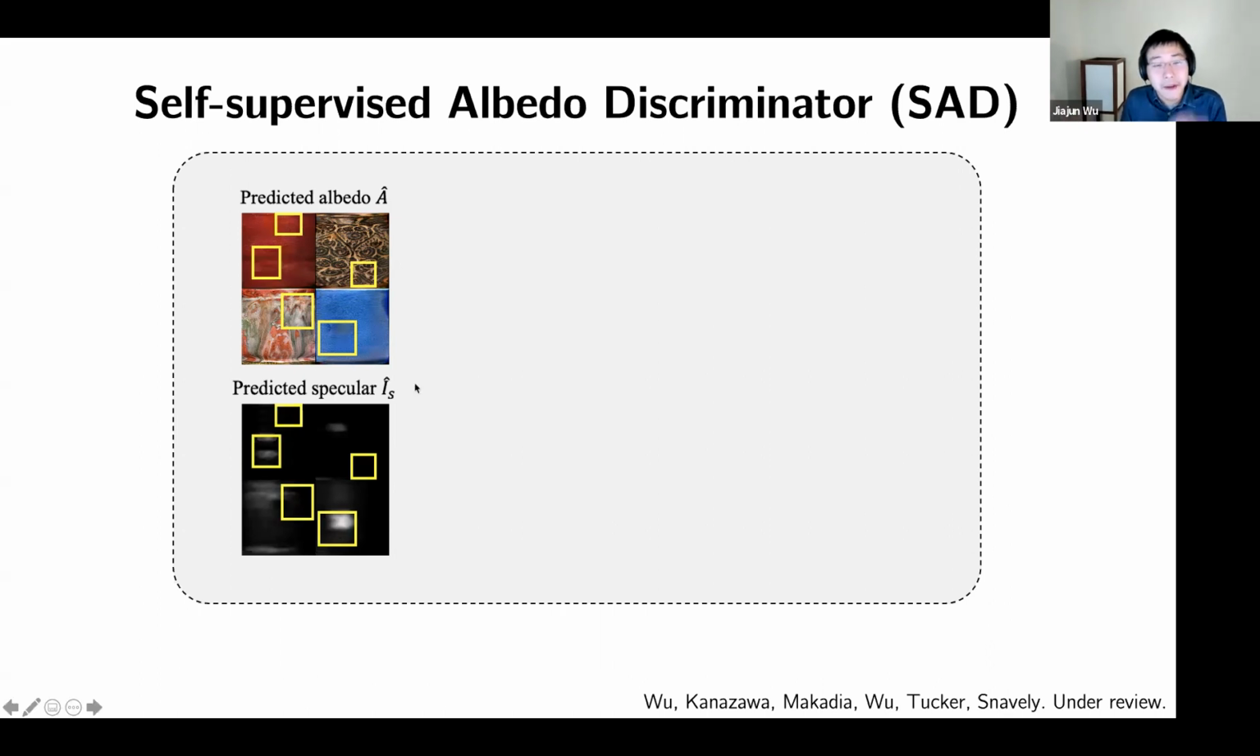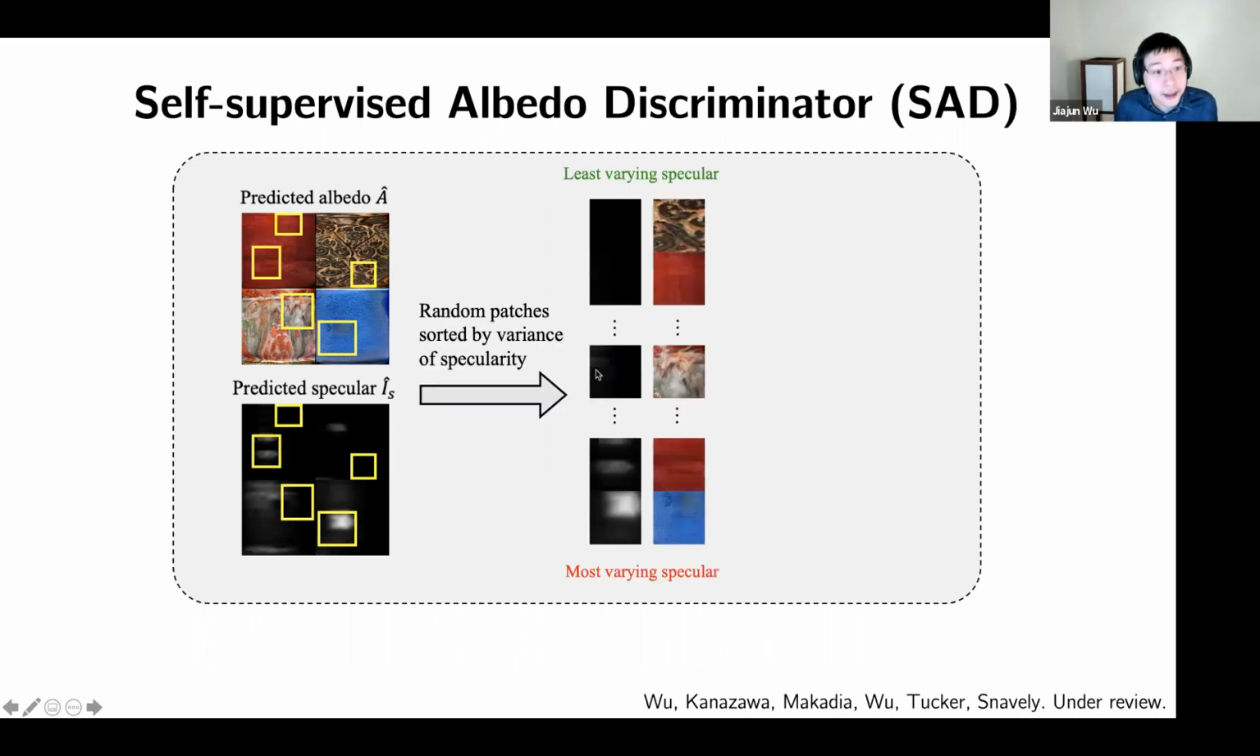But we do have this strong prior that the specularity is irregular. It's some noise from the lighting conditions, but the object itself should be regular. So what we did is we randomly sample patches sorted by variance of specularity. I have some patches from regions with low specularity. I also have some patches from regions with very high specularity.